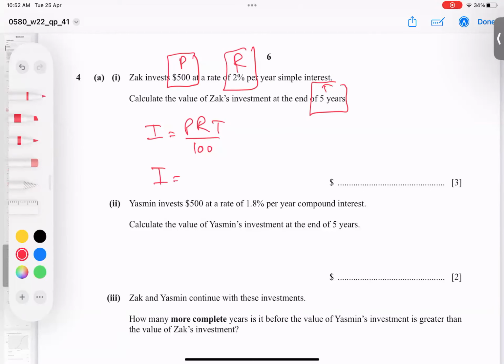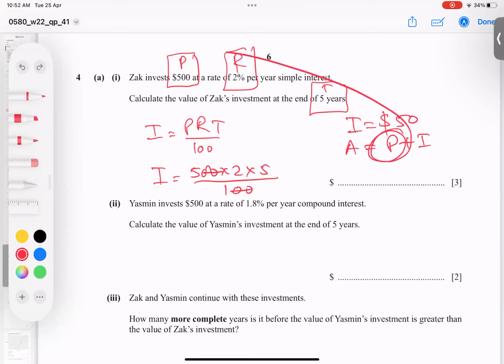I will plug in all values: 500 times 2 times 5 by 100. These two zeros cancel. 5 twos are 10, 10 fives are 50. So I get a profit of $50. But he said total investment, so I should add. The formula is A equals P plus I. A is called the net amount, P is called the investment or principal, I is called the profit. You give it to the bank and you get a profit. That is why we have to add. So 500 plus 50, and ultimately A becomes $550.